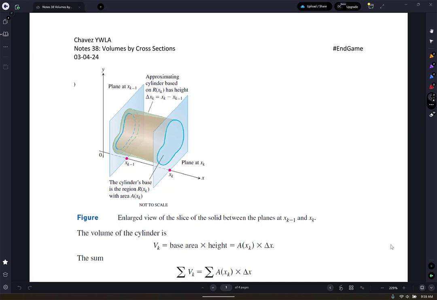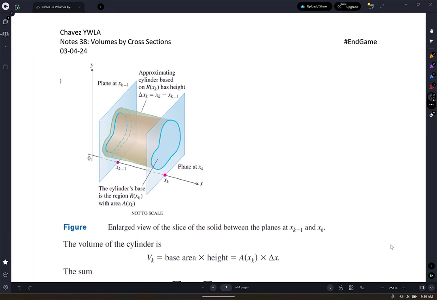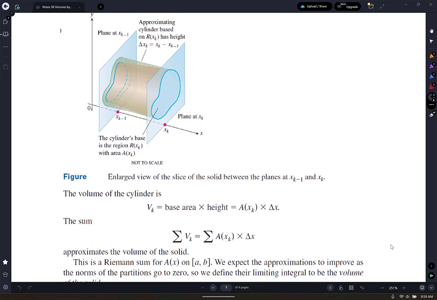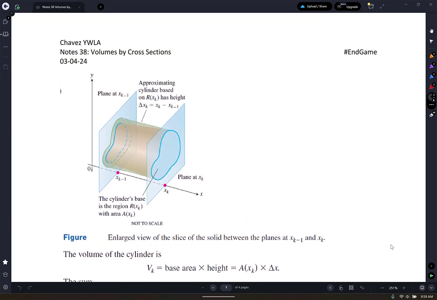Say we're doing volumes by cross section. Most people think this is actually pretty fun. I'm going to do a 3D simulation in a little bit so you can see that it's kind of cool. You already know the basics of it. All we're doing is summing up an infinite amount. The key is a common cross section. So remember that, common cross section. So let me give you an example.